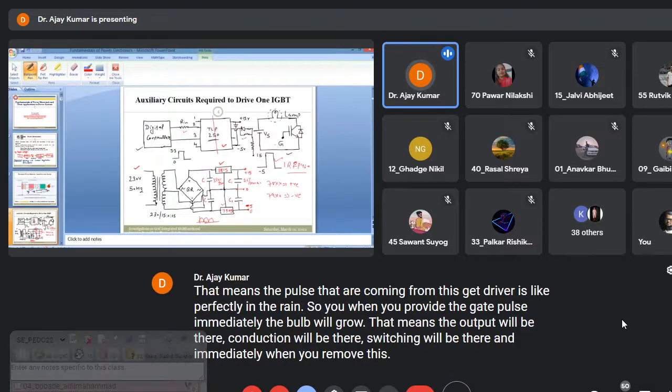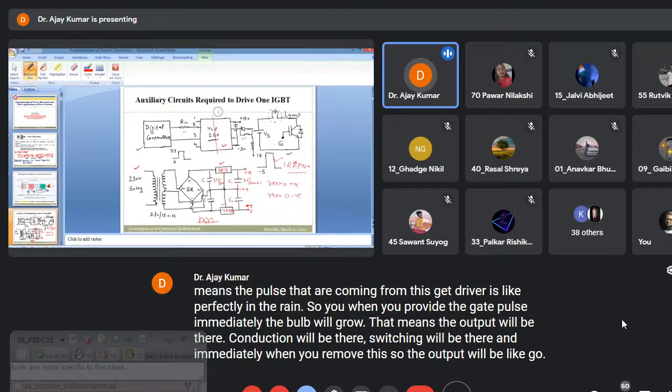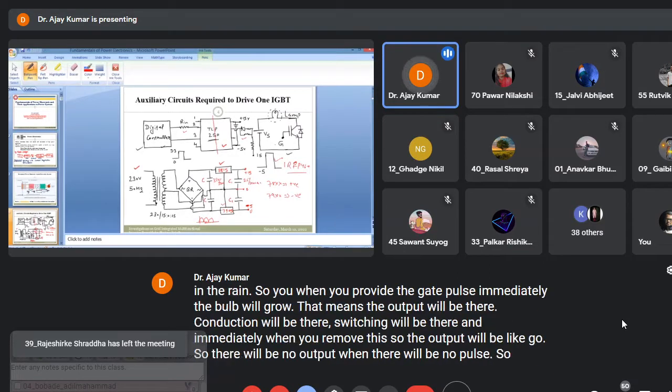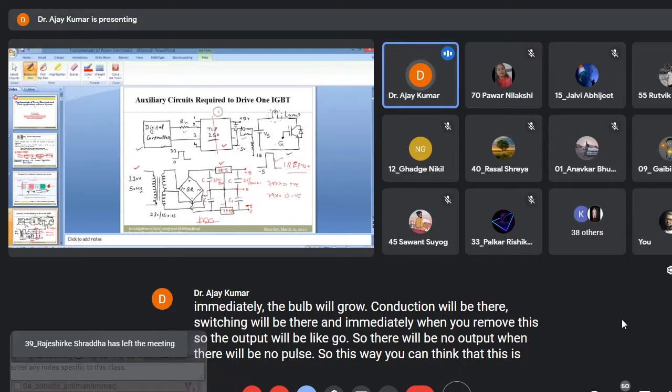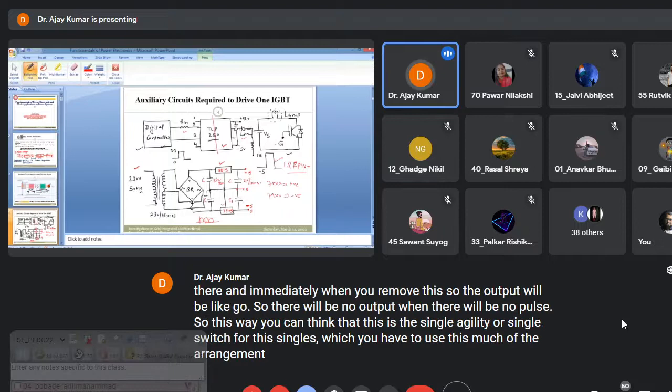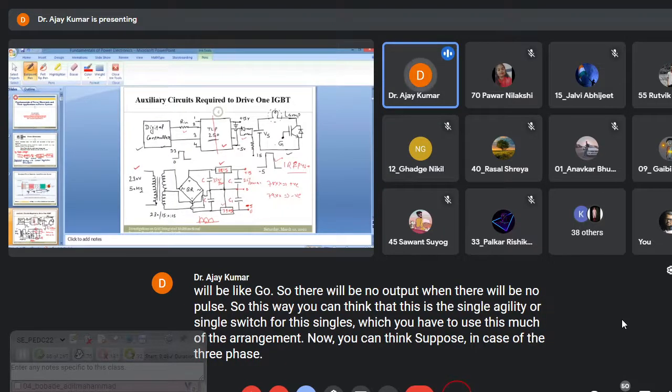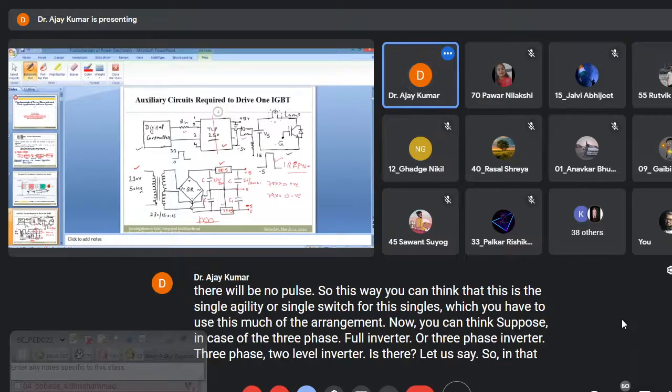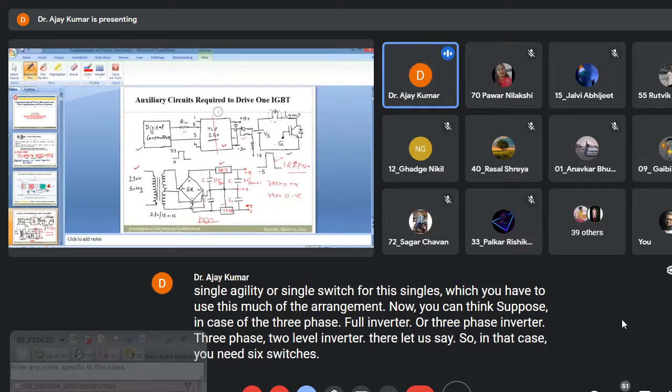So there will be no output when there will be no pulse. This way you can think that this is a single IGBT or single switch. For this single switch, you have to use this much of the arrangement. Now suppose in the case of a three-phase inverter, a three-phase two-level inverter, let us say, in that case you need 6 switches, or you need to fire those 6 switches.